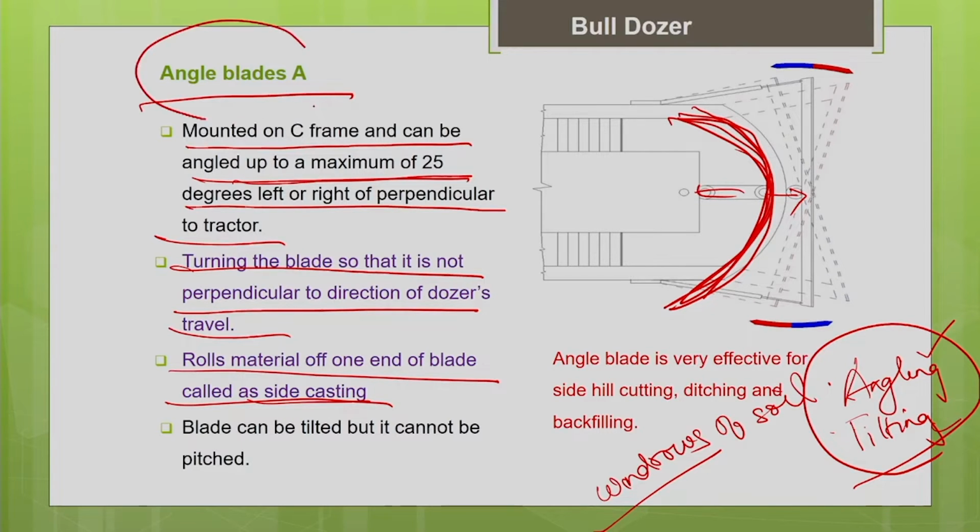These blades are not considered as highly productive blades for earth moving operation when compared to straight blades. The productivity will be only 60% of the straight blade. But this is for a special application, as I told you.